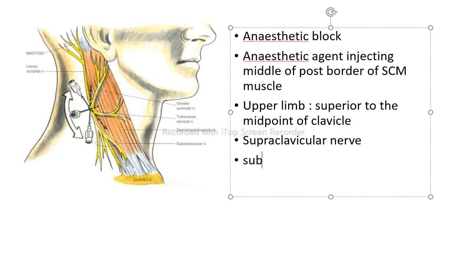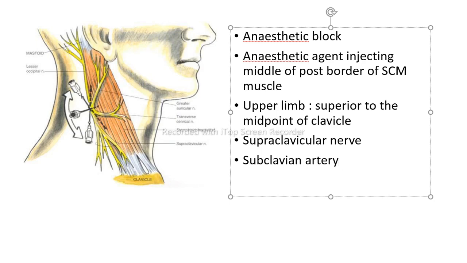Now the subclavian artery. The pressure point of the subclavian artery is in the lower part of the posterior triangle. The artery can be palpated by pressing immediately behind the junction of the medial and middle third of the clavicle. This is also a pressure point of the artery. The artery can be compressed against the first rib here.